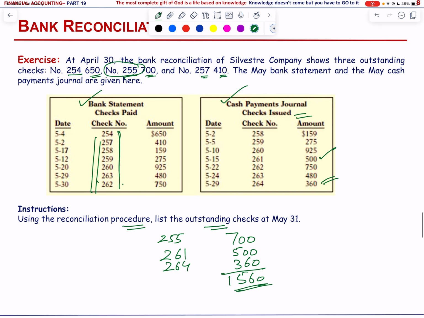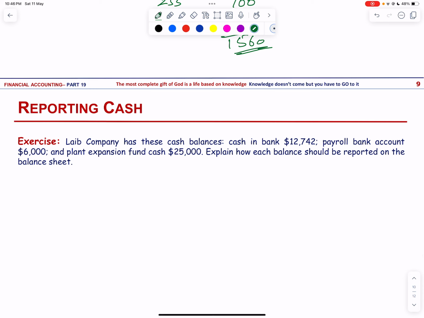Okay. Now Live company has these cash balances: cash in bank, payroll bank account 6,000, and plant expansion fund cash 25,000. Explain how each balance should be reported on the balance sheet. So Live company should report cash in bank and payroll bank account as current assets. A plant expansion fund cash should be reported as restricted cash, a non-current asset, assuming the fund is not expected to be used during the year.